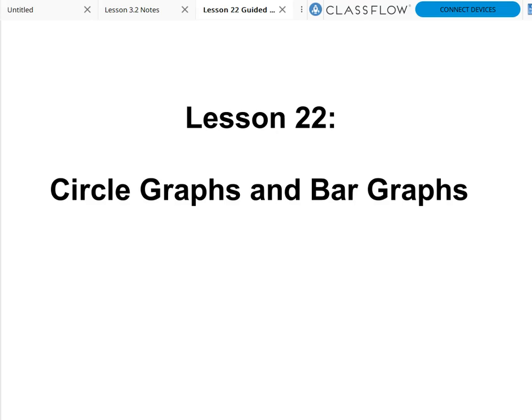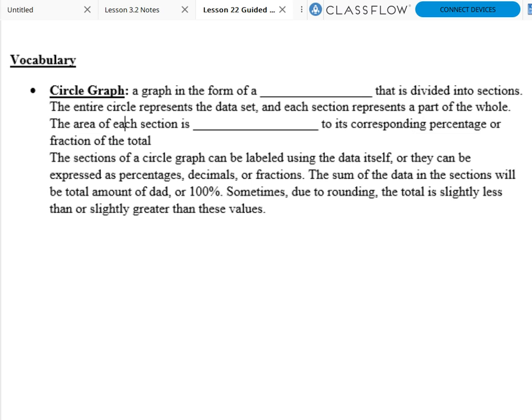We are going to be starting our chapter on looking at data and data displays and then eventually looking at probability. So we are going to start today looking at circle graphs and bar graphs. So the first part of this chapter, we're going to look at displays and how we interpret them and what we're looking for. So the first thing is we are going to look at circle graph.